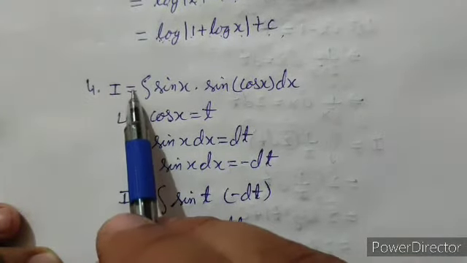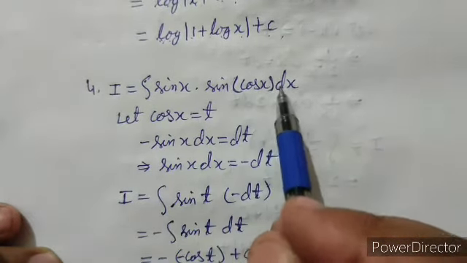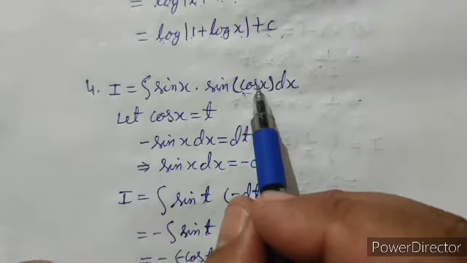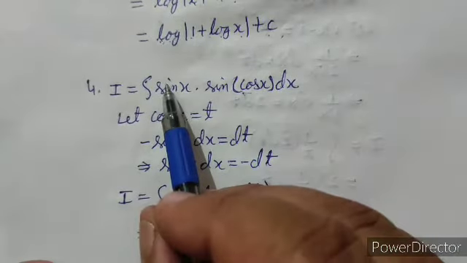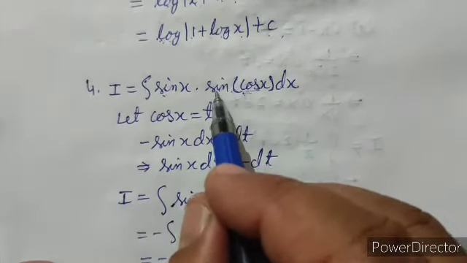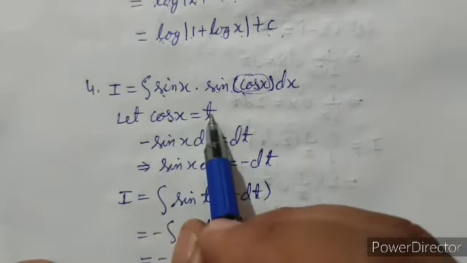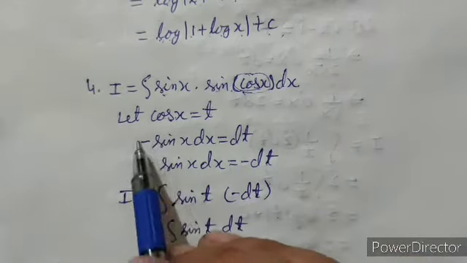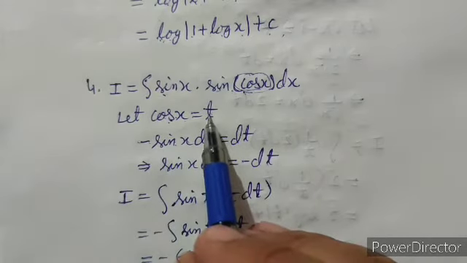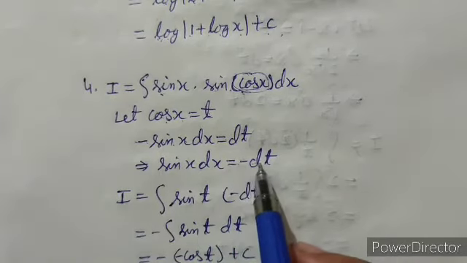now I is equal to the integral of sin x cos x dx. Now here, as we know, d by dx of sin x is equal to cos x, and d by dx of cos x is equal to minus sin x. But here this cos is a function of sin, so we will take this cos x as t. Now if we take cos x as t, then d by dx of cos x will be minus sin x dx. The derivative of cos x will be minus sin x dx, and the derivative of t will be dt. And this will give us sin x dx equal to minus dt.